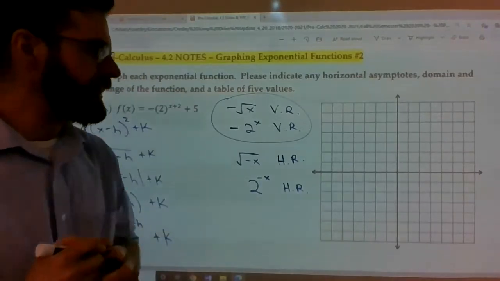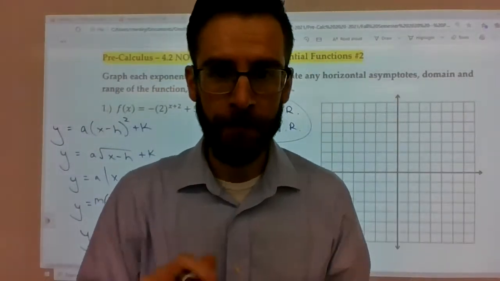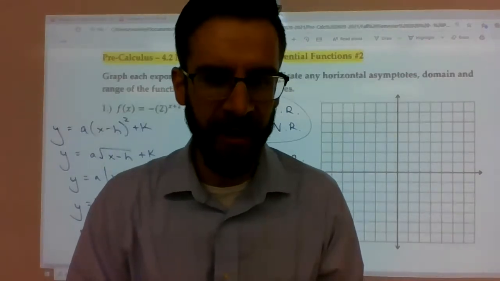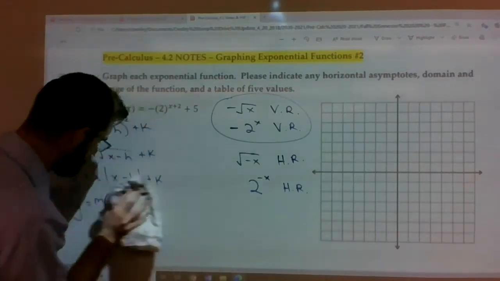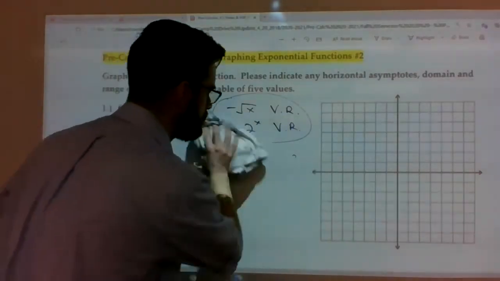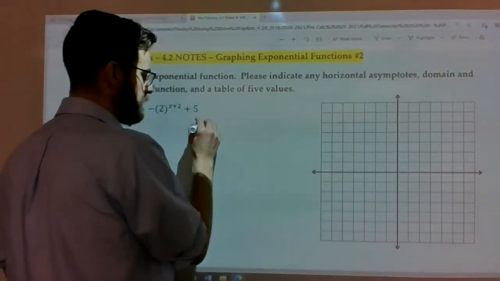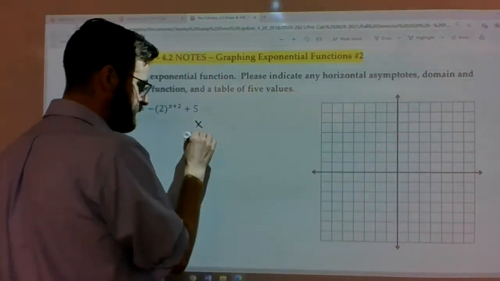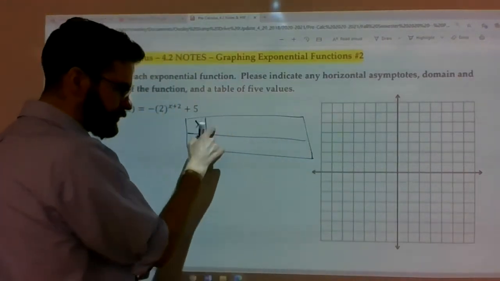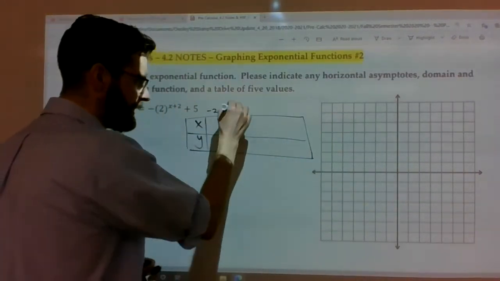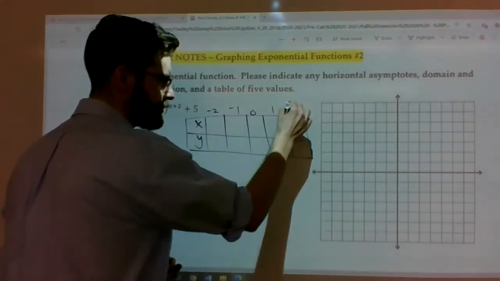Okay, so right now, I feel like I'm not going in a great direction. I'm just throwing a bunch of stuff at you. Let's make our table of 5 values and get moving on this one. So normally, you would have x, y, and you'd go negative 2, negative 1, 0, 1, 2.